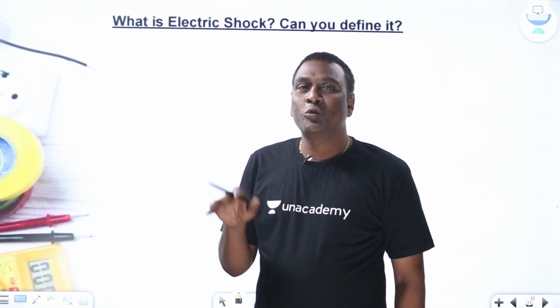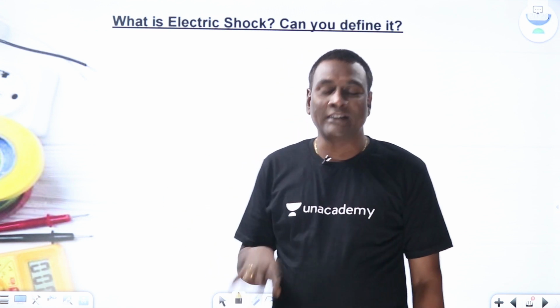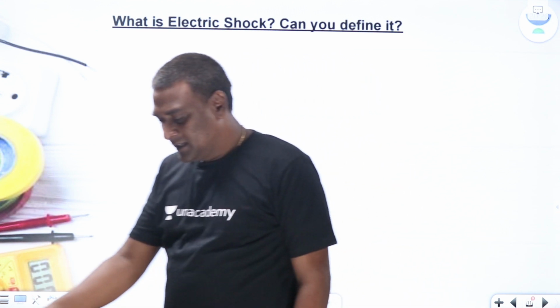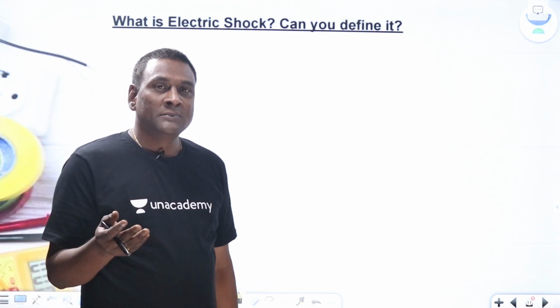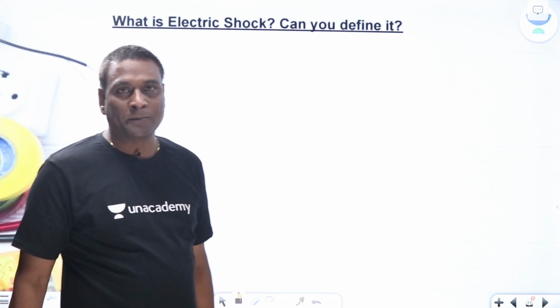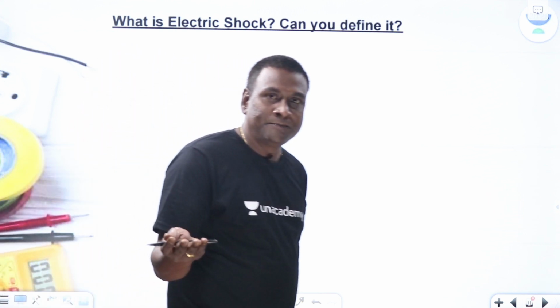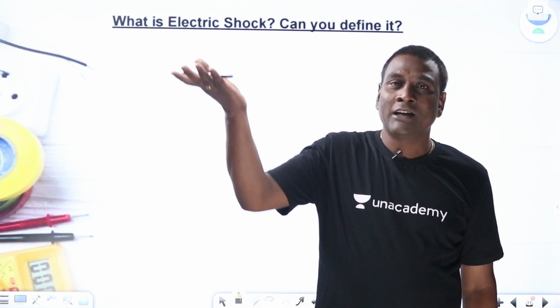Any external electromagnetic signal which interferes with the communication channel of the body is nothing but electric shock. I repeat, external electromagnetic signal which interferes completely with the communication channel of the body is nothing but electric shock. For example, see this hand. I am raising my hand. I am dropping my hand. I am raising my hand. I am dropping my hand.